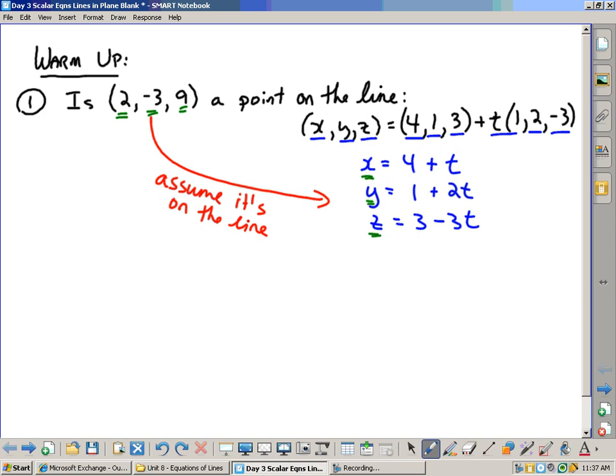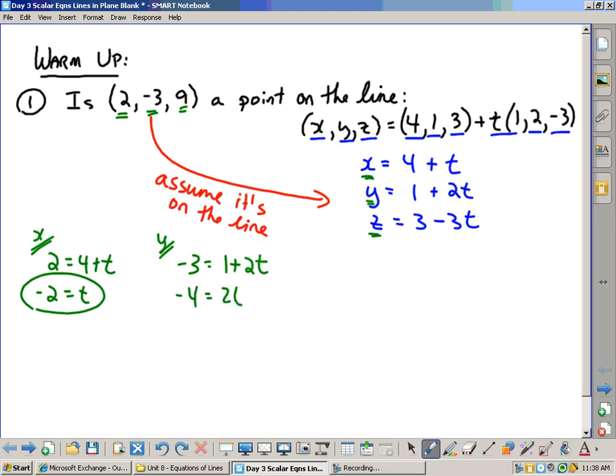So let's examine each of them. Let's examine the x part first. That would mean 2 equals 4 plus t. If I rearrange this, I get that t is negative 2. So negative 2 is the value for t that I need to get the x, the 2. Now I'm going to test the other ones. So I'm going to try the y. I put in negative 3 equals 1 plus 2t for the y part. Again, isolate, and I'm getting negative 2 again.